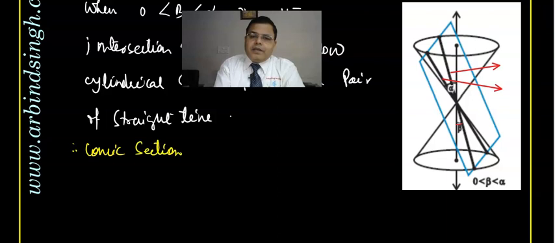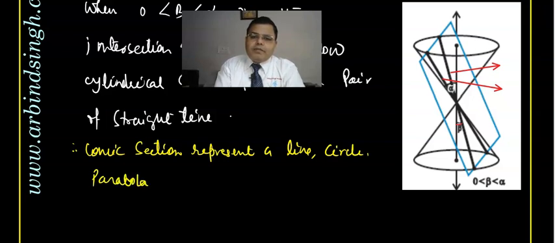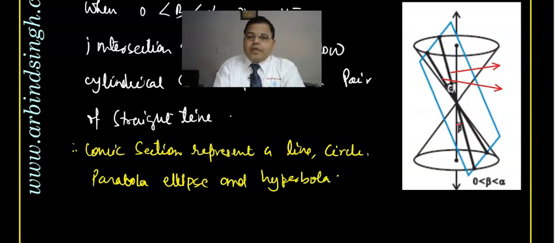Therefore, a conic section represents mainly a line, circle, pair of lines, parabola, ellipse and hyperbola. Even a point also. A point, line, circle, parabola, ellipse and hyperbola. All these are included in conics with different cases.